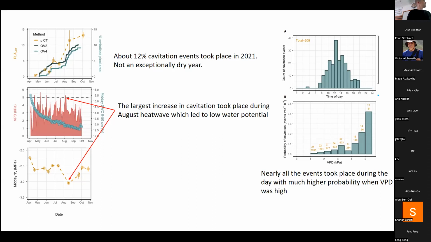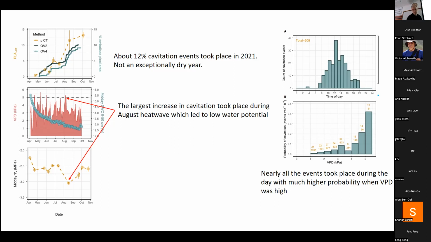And we calculated the probability of a cavitation event based on VPD. So in low VPD, you can see that we found like 24 events out of more than 3,000 hours. Very low probability. But if we go to the very high VPD, like over 5, then we had 13 events in only 31 hours. So there was a very high probability for a cavitation event to take place when there's a high VPD. So this is actually the first data ever to directly support the fact that high VPD leads to xylem cavitation.